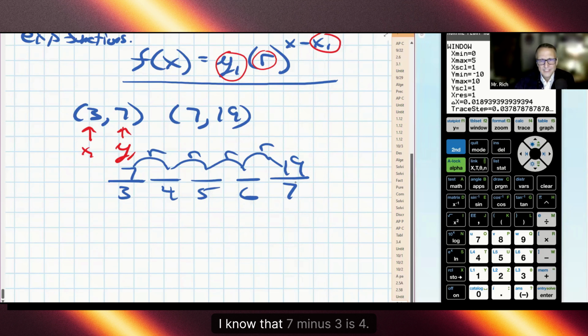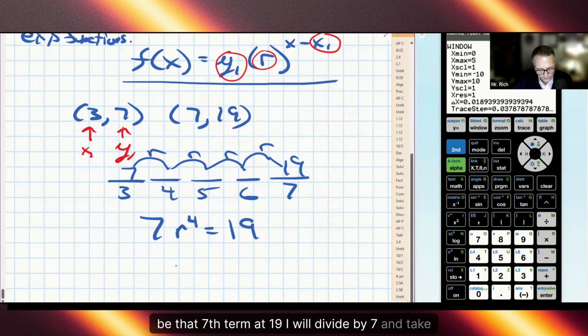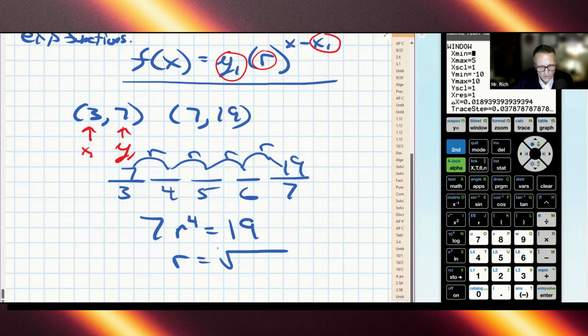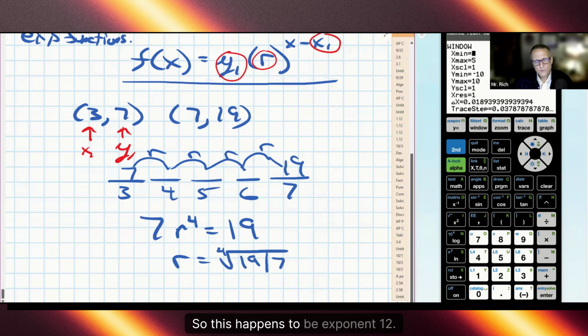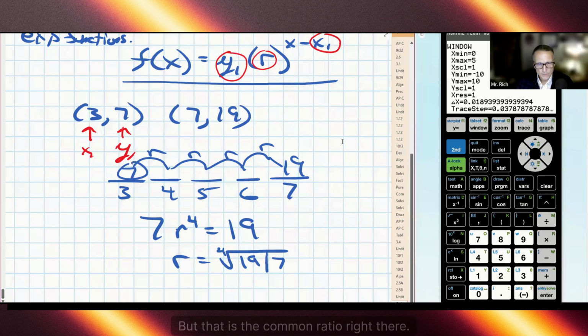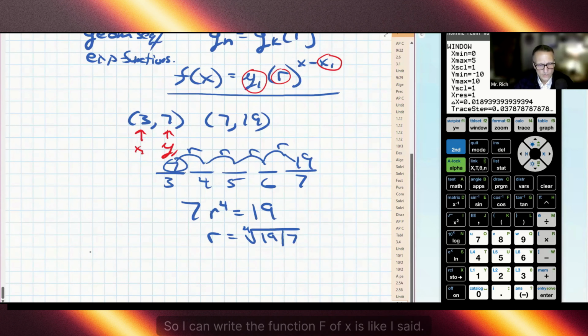I don't need to draw this out. I know that 7 minus 3 is 4. So there's 4 jumps, 4 multiplications by r. So I write this equation: 7 times r to the 4th has to be that 7th term, 19. I will divide by 7 and take the 4th root. r is the 4th root of 19 sevenths. Well, it's definitely exponential growth because I'm going from 7 to 19, but that is the common ratio right there.